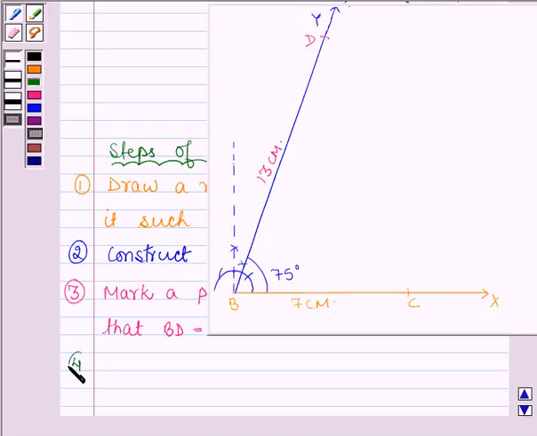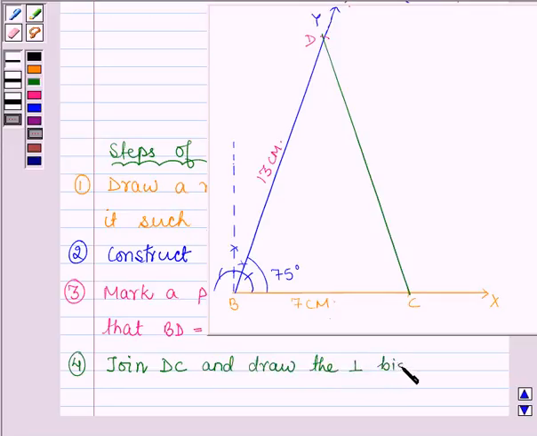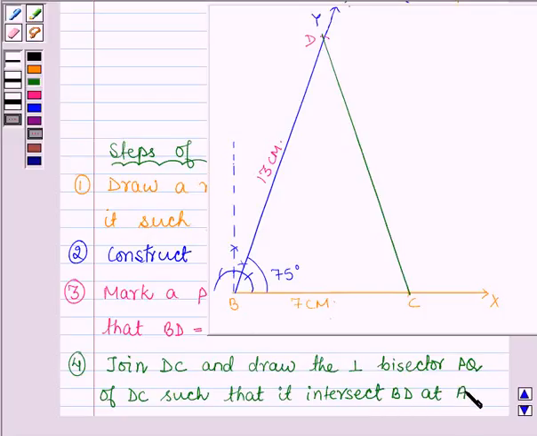Now in the next step, we shall join DC. So let us join DC. We have joined DC and draw the perpendicular bisector PQ of DC such that it intersects BD at a point A.